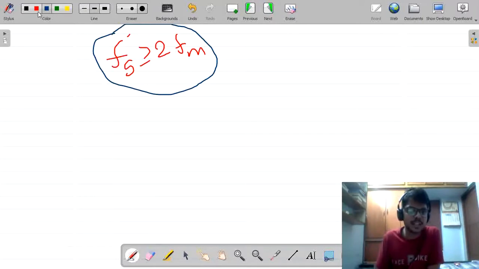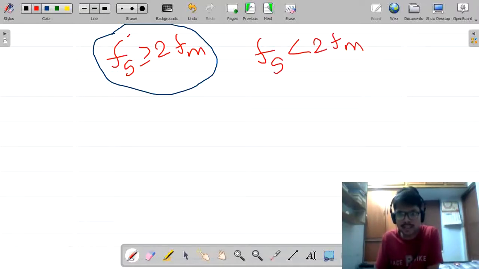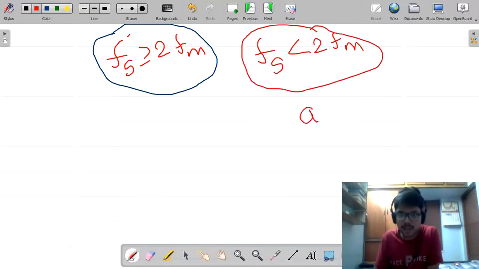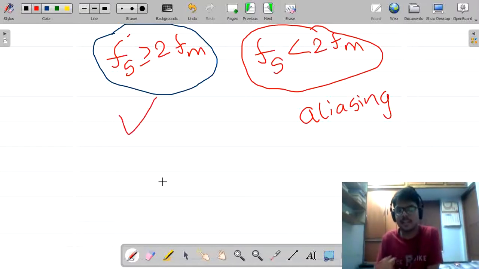If this condition is not satisfied, then there is an aliasing effect. When will this aliasing effect come? When Fs, our sampling frequency, is less than 2 times the maximum frequency. In this case we will encounter the problem of aliasing. Aliasing means loss of our signal information. Otherwise, we can clearly reconstruct our signal back.